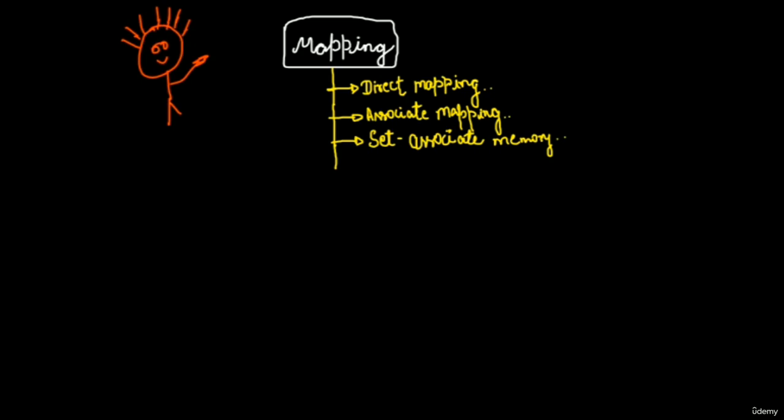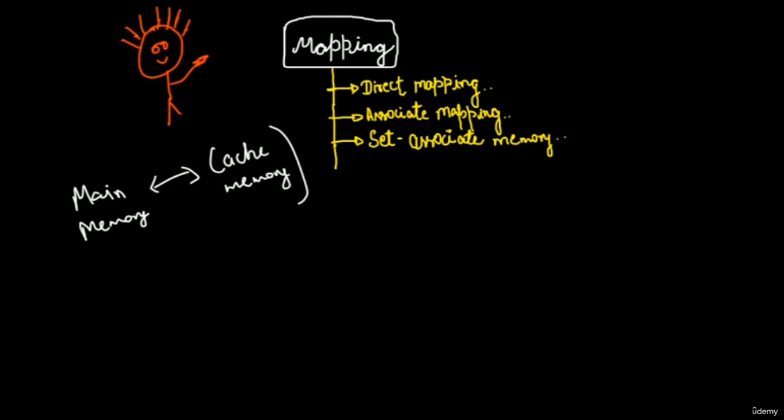Why is it so? Well, we have studied the main memory in detail, right? We have studied the main memory, and we have also seen the basics and the entire thing about the cache memory. So how do we connect them? We make a map between those two things. We need a mapping, and that's why we are studying the mapping.